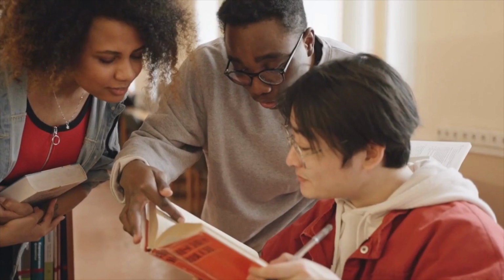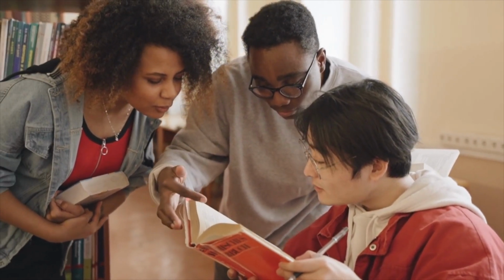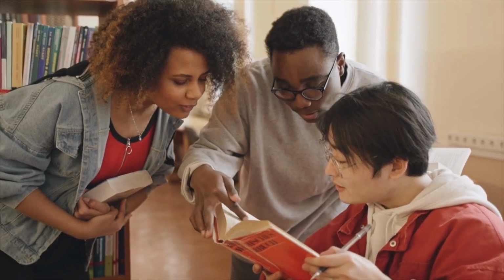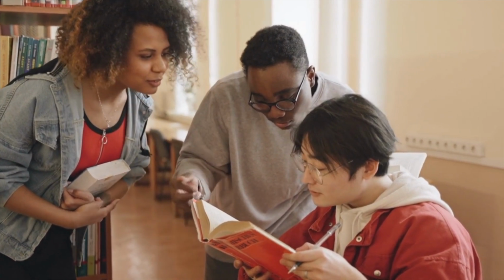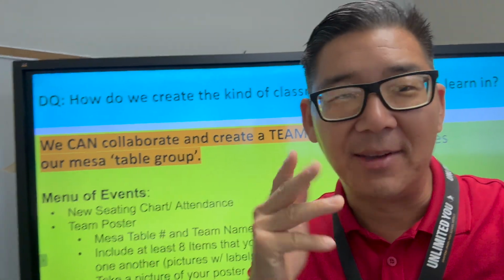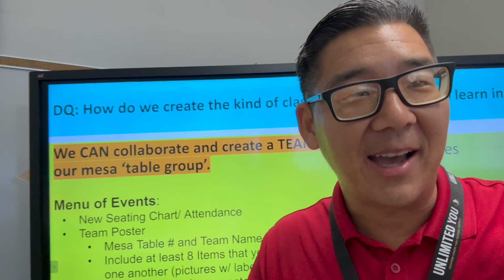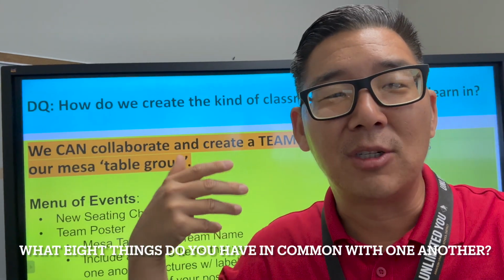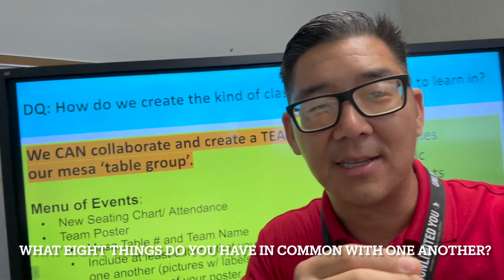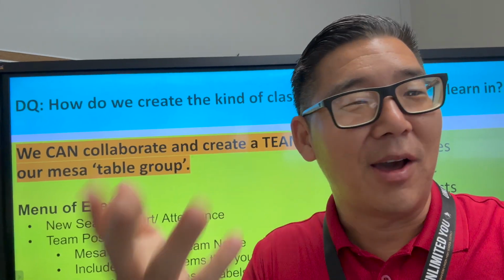So in my classroom, students are in collaborative groups, maybe in groups of 4, perhaps 5. And so what are ways that I can help them connect with one another? One of my first assignments was having them create a team poster. This team poster would include 8 things that they have in common with each other. Oftentimes as students are coming in, even beginning on a task like this can be daunting. And so I give them some support.